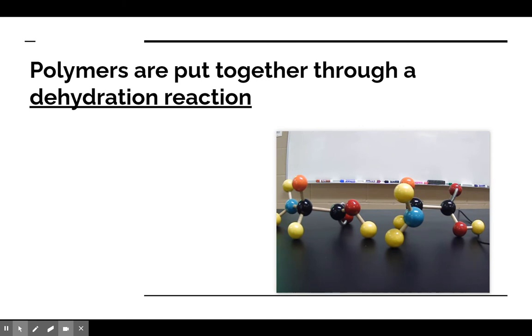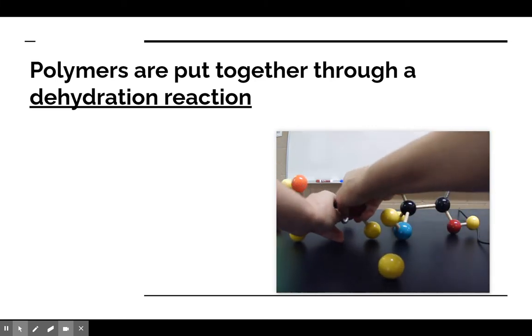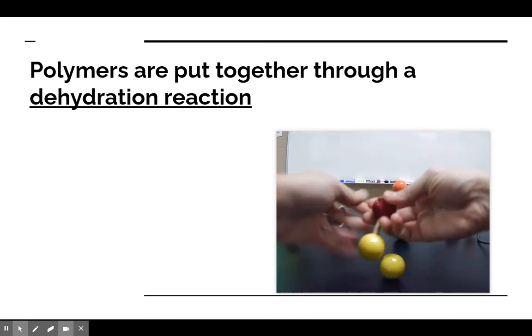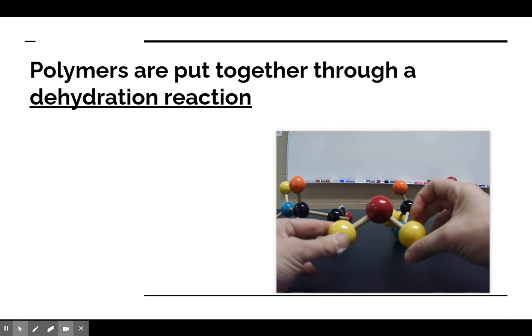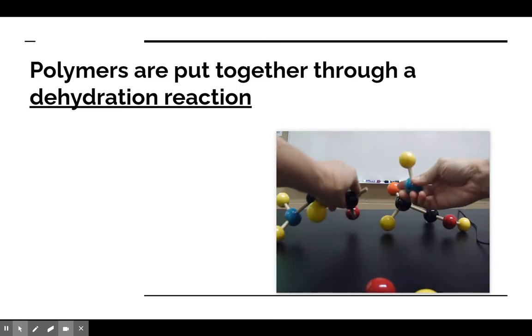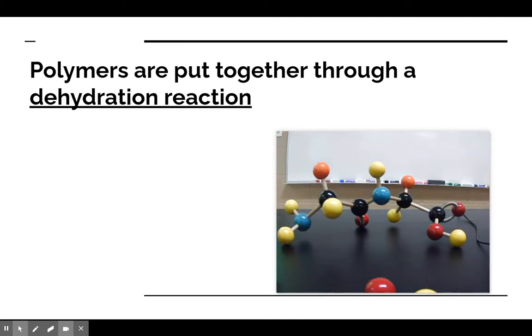So again, dehydration reactions or dehydration synthesis takes out a water. So here's our H2O. That's the dehydration part. To synthesize, to put together and build this larger molecule. So that's the synthesis part. So that's dehydration synthesis. The reverse of that, when we add the water back in to separate it, is called a hydrolysis reaction.